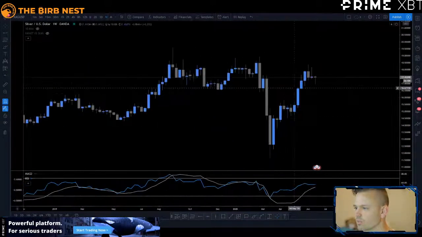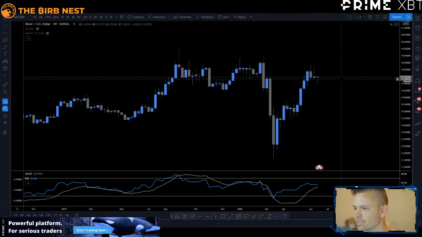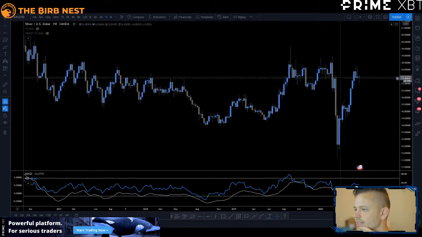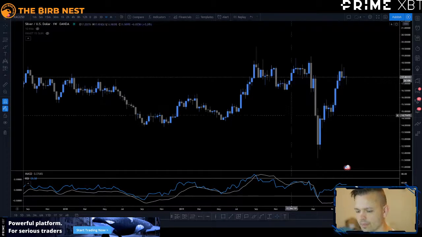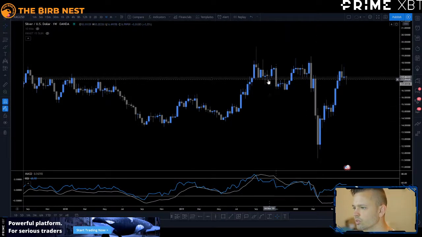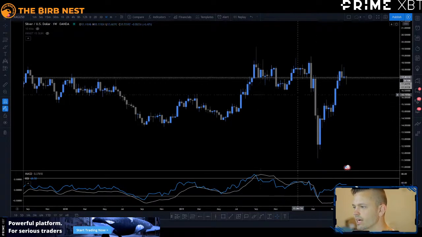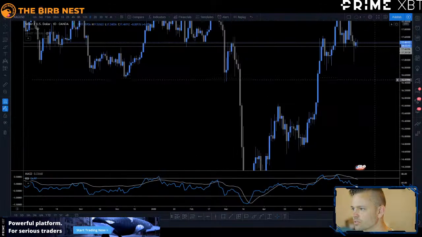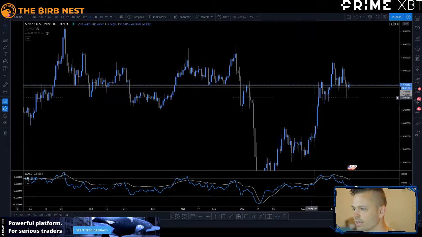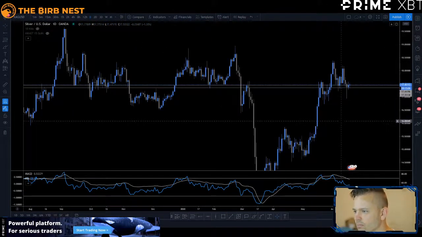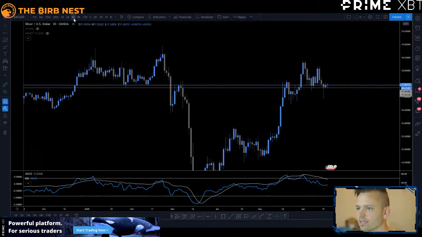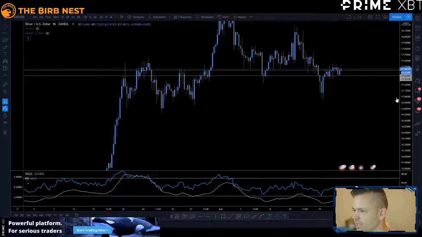So let's look at the weekly first and foremost. Let's add this as a level. So we have this one and we have this high on the daily. It makes a lot of sense to have that level marked out. As you can see, I really do like that area.